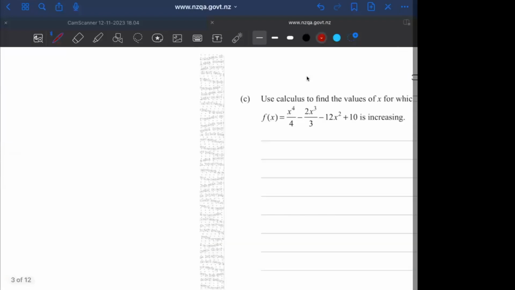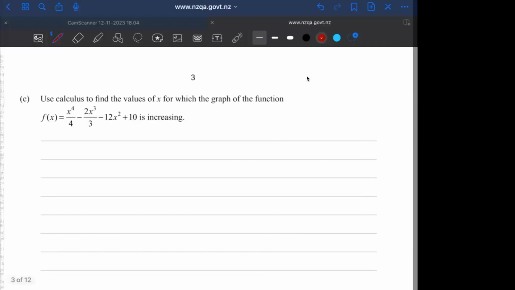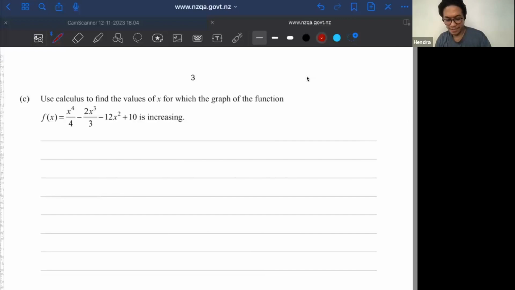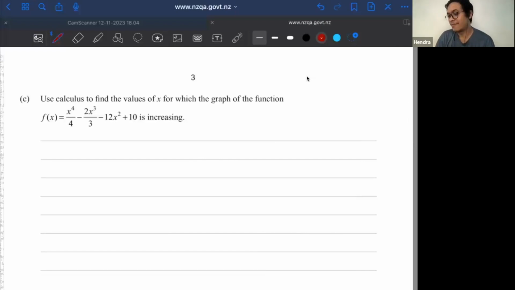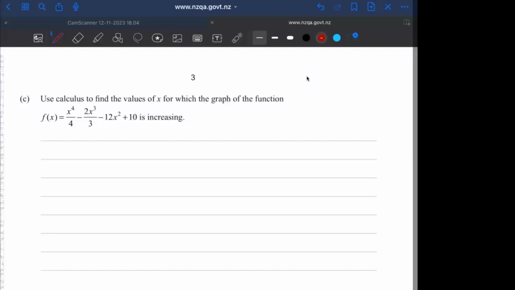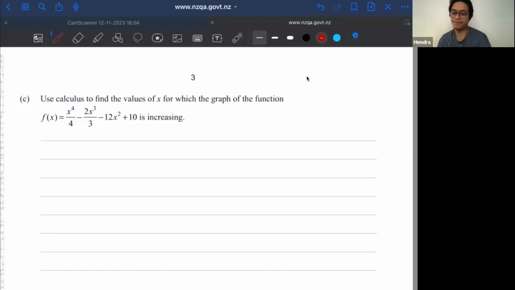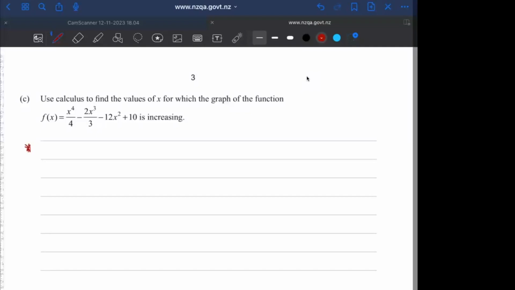Okay. C. Values of x. What is that? Increasing. What do you know about increasing? I'm not sure. Use calculus to find the values of x for which the graph of the function is increasing. Oh, so is it just f prime? Yes, the first step you need to find is f prime. Okay, I'll just do that.